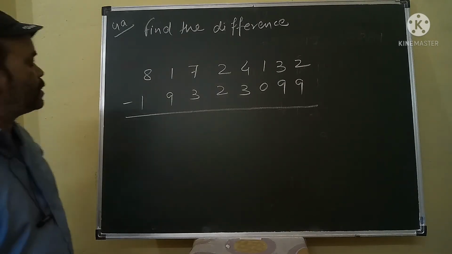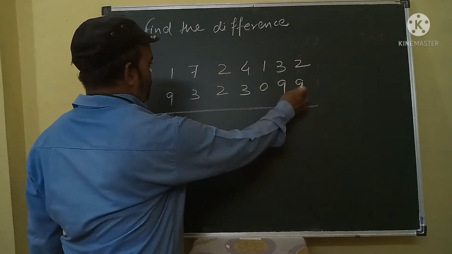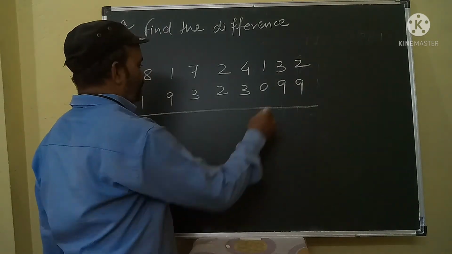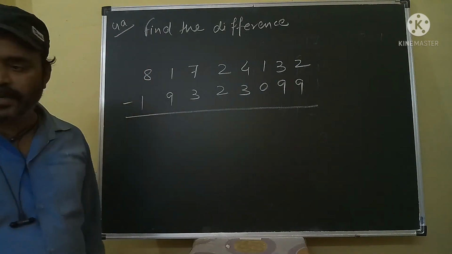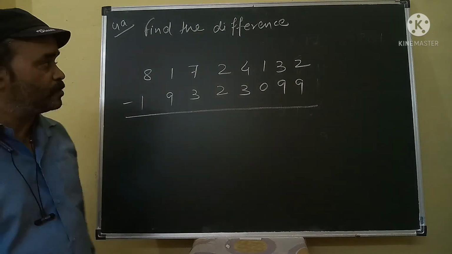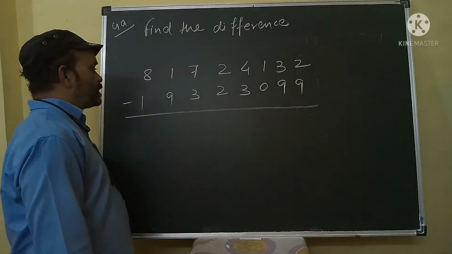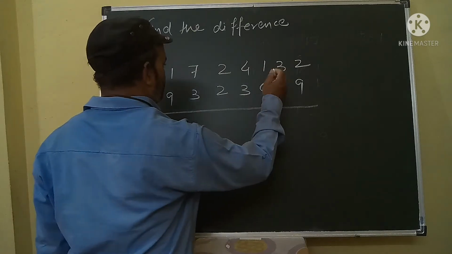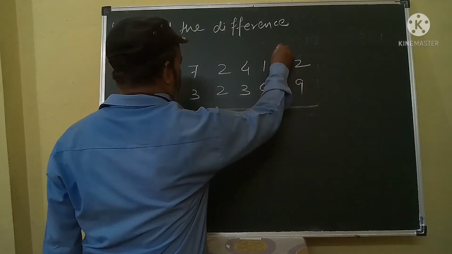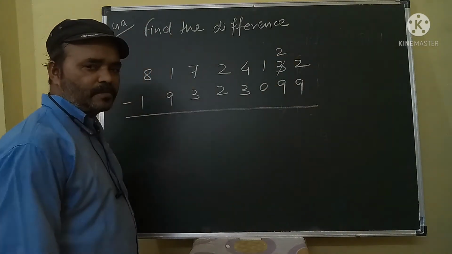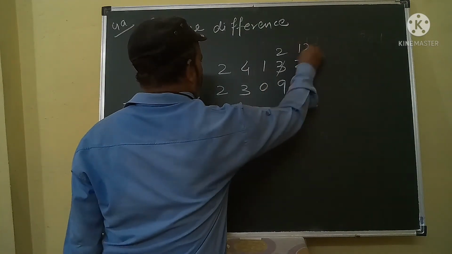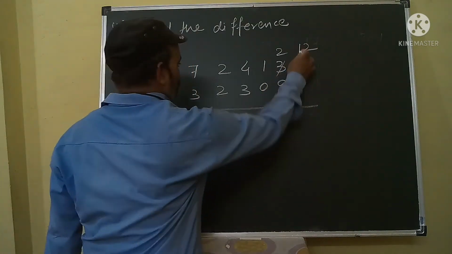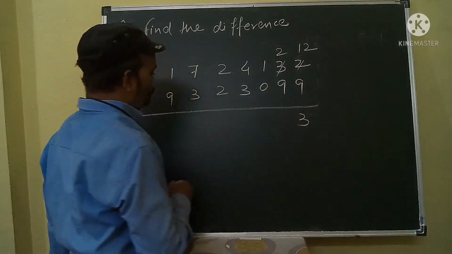You know very well. This is 9 and this is 2. We cannot subtract 9 from 2. So what will you do? We take one number borrow from 3. So 3 converted to 2, and this 2 converted to 12. Okay. 12 minus 9, 3.